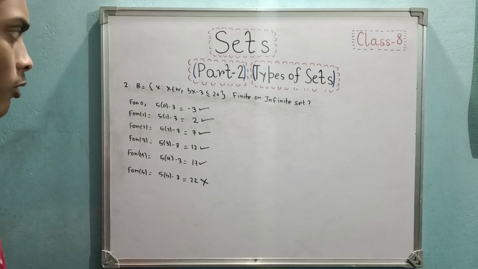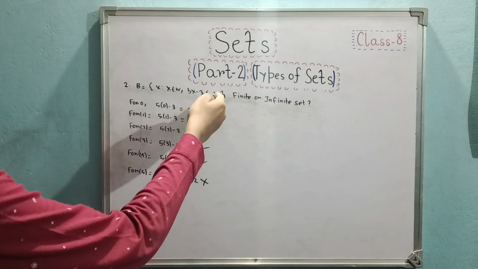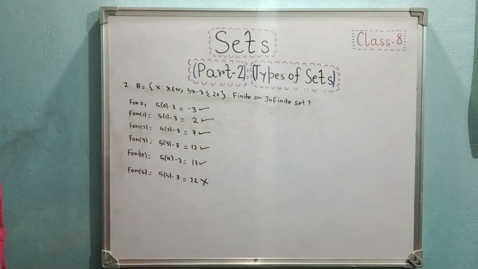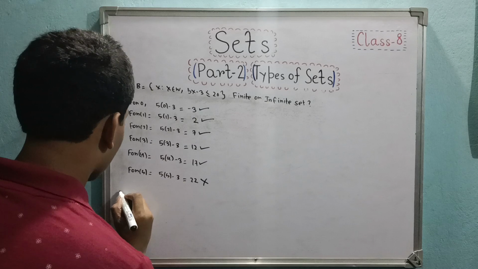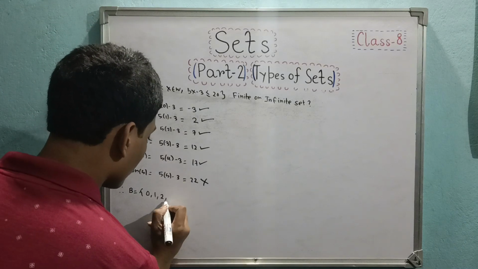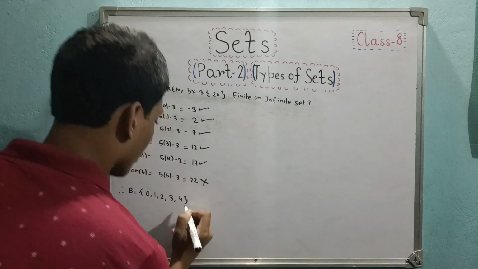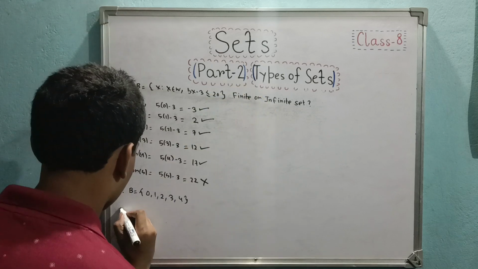Less than 0, we don't have whole numbers, and more than 4, the whole numbers are not less than or equal to 20 in this equation. Okay. Therefore, what are the values that support the equation? B will be equal to 0, 1, 2, 3, 4. And carefully see, this is a definite set. It's not unlimited. So this is a finite set.